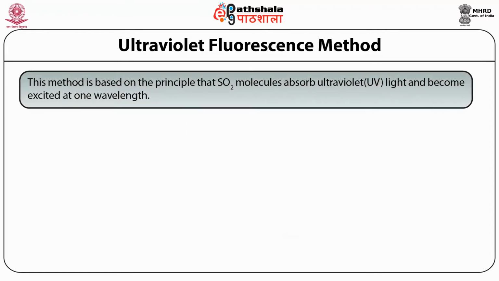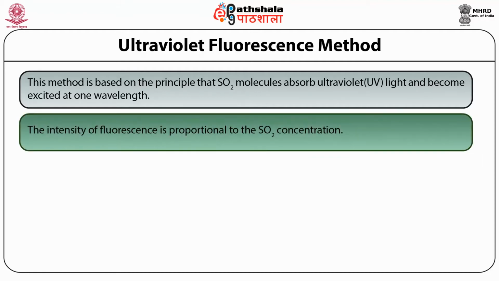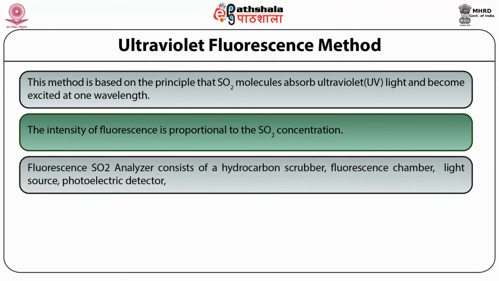This method is based on the principle that the sulfur dioxide molecule absorbs the ultraviolet light and becomes excited at one wavelength. The intensity of fluorescence is proportional to the sulfur dioxide concentration, and the fluorescence sulfur dioxide analyzer consists of a hydrocarbon scrubber, fluorescence chamber, light source, and photoelectric detector.